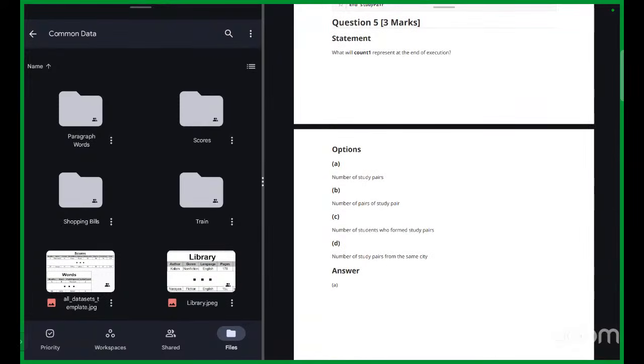Any doubt in question number 5? Anyone? Yes.